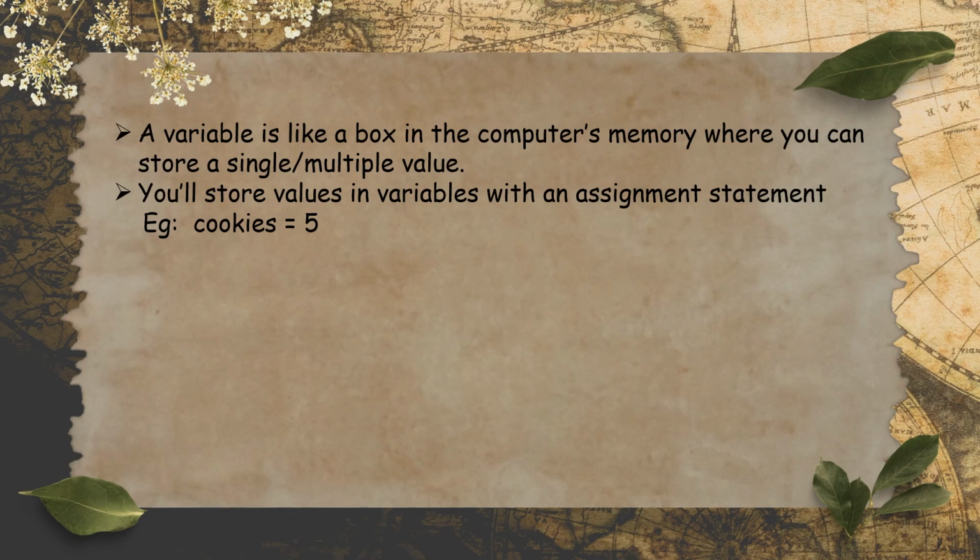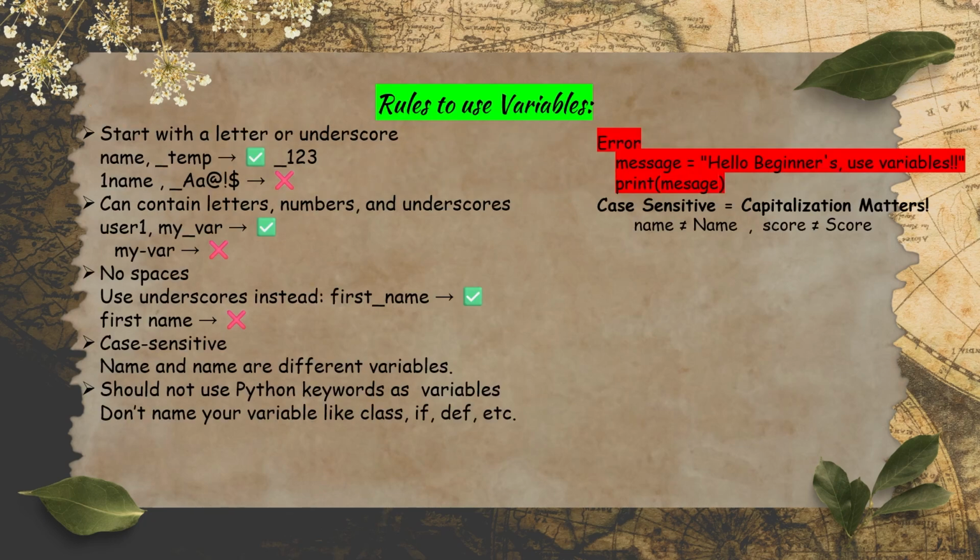One example is, here you can see cookies equal to 5. Here 5 is a value stored in the cookies variable. Cookies is a variable, and 5 is the value stored in it, and we can store this value using the equal to or assignment operator. To define and use variables in Python, you have to be aware of the rules. Rules are mandatory to use variables.